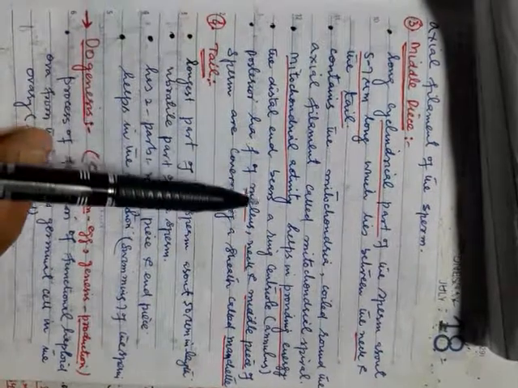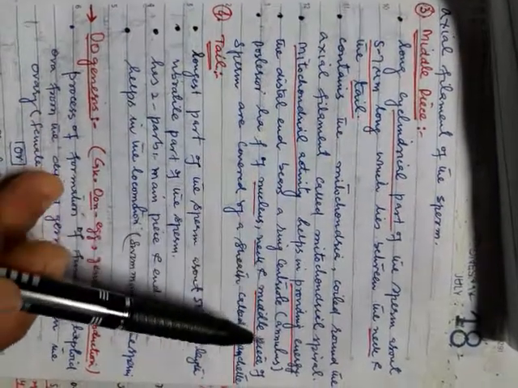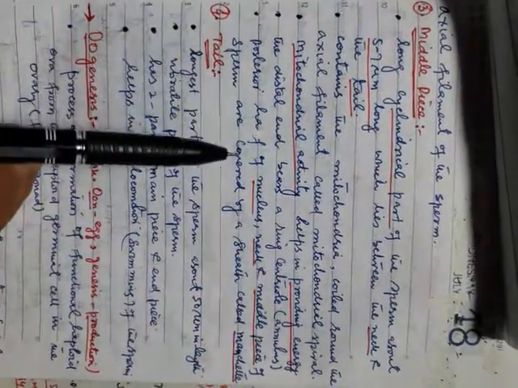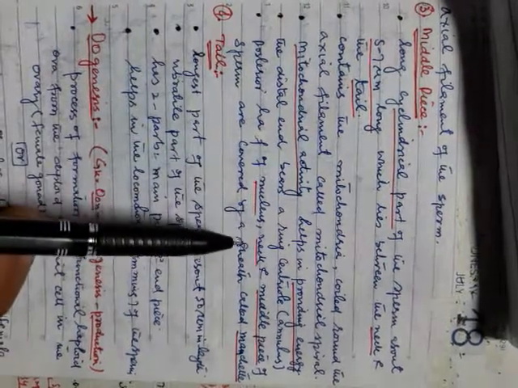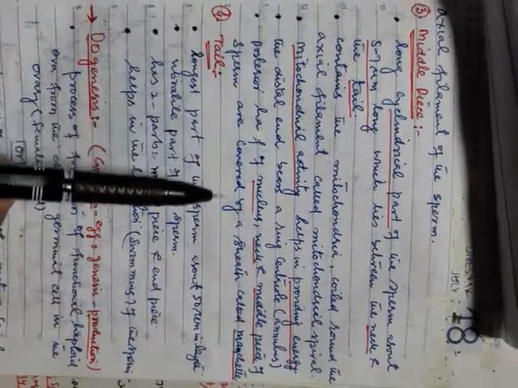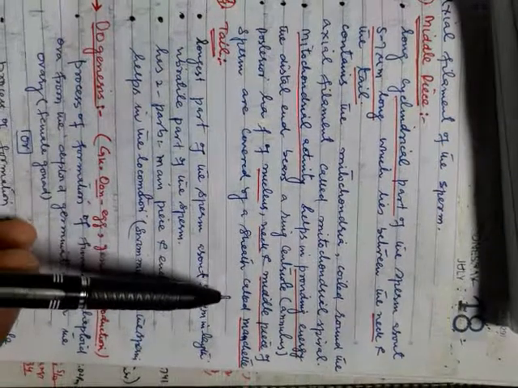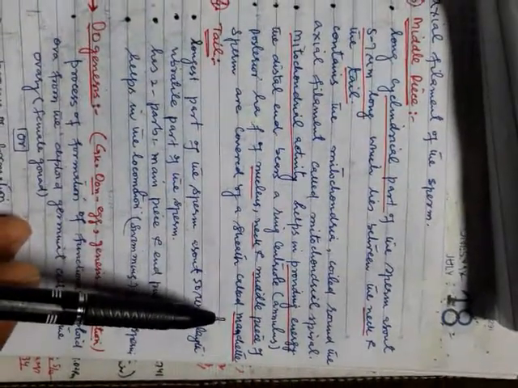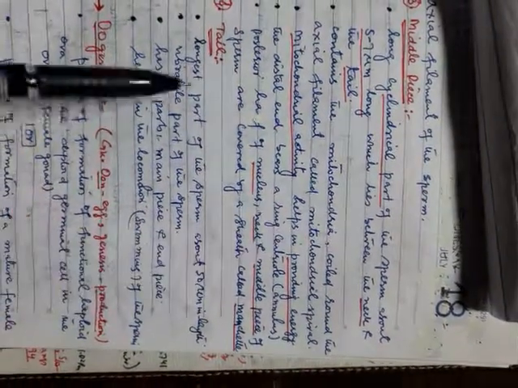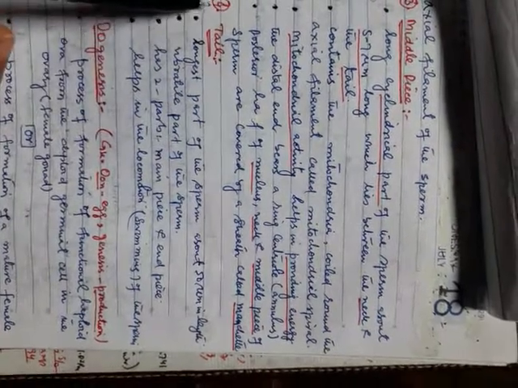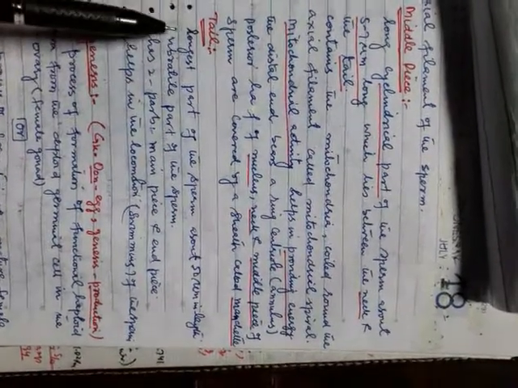The distal end bears a ring centriole, the annulus. The posterior half of the nucleus, neck and middle piece of the sperm are covered by a sheath called the manchette. Then there is the fourth and last part, that is the tail.